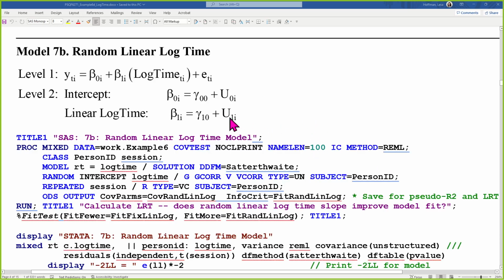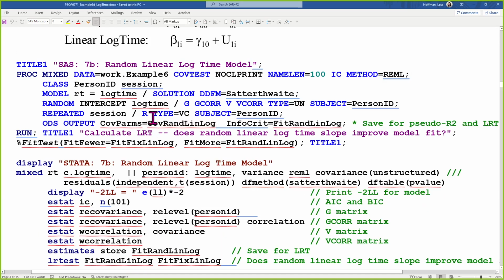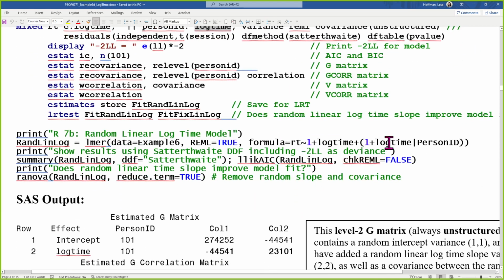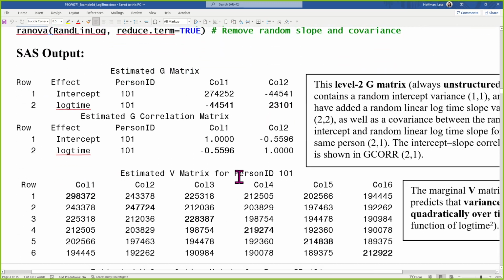Now what I'm doing here is adding a random slope. So this is allowing individual differences in change over time, following that same sort of exponential-ish kind of function. So log time then goes into my random line here. Log time goes into Stata code right there, and log time goes right here in Elmer as well. So now, how many ways do people differ from each other according to this model? 2.